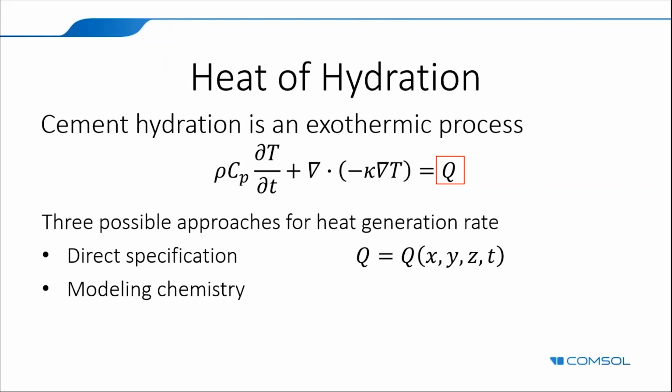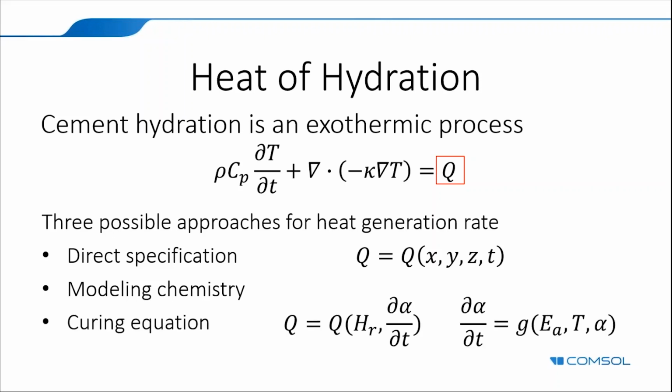But a more, what I would call intermediate approach here is to do a kind of curing equation where you have this variable, say, alpha, which stands for your rate of curing, and your heat generation rate is going to be a function of the rate of curing and the heat of hydration. And then, of course, it can also be a function of temperature and activation energy. Later on, we will see how to add the Arrhenius equation here. There are different approaches, but generally, you can say they look like this.